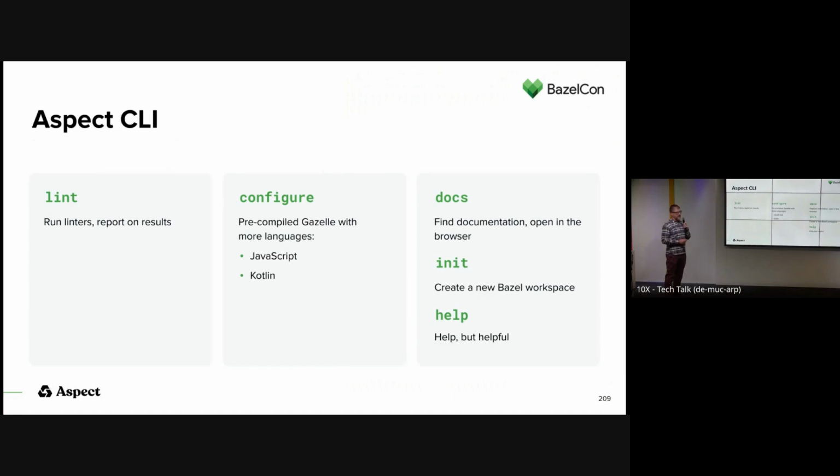We have our own CLI, and so we can actually add the lint command to Bazel through either a plugin or building it in. Our CLI also has more pre-compiled versions of Gazelle, so you don't have to build Gazelle yourself in your repo. We're adding more languages there. We have a docs command to pop things open in your browser. We have an init command to make a new workspace. We have help. Bazel also has help, but ours is helpful.